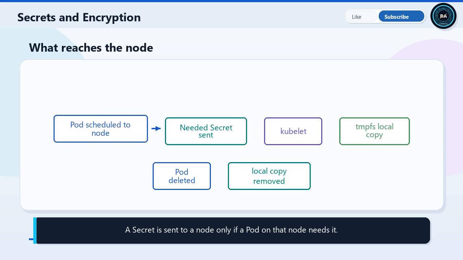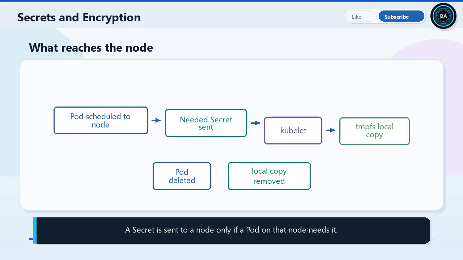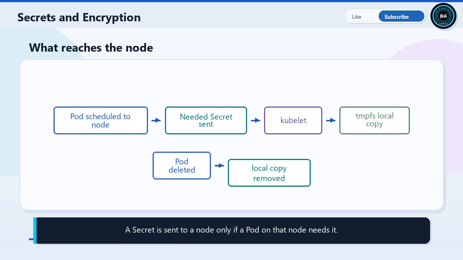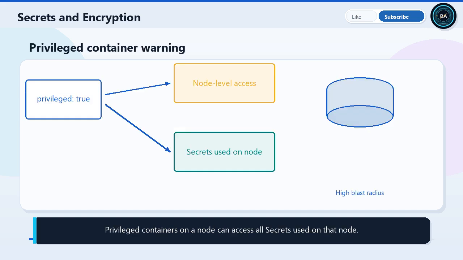For mounted secrets, kubelet stores a local copy in tmpfs, so the data is not written to durable node storage. When the dependent pod is deleted, kubelet deletes its local copy. The docs warn that privileged containers on a node can access all secrets used on that node. Pod security and node isolation matter for secret safety.